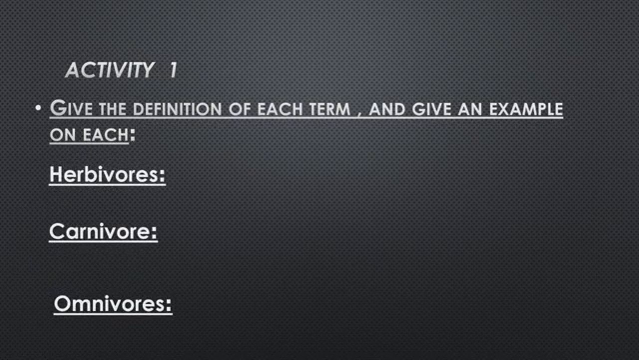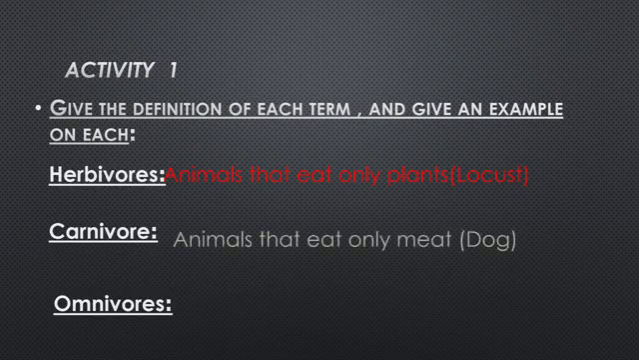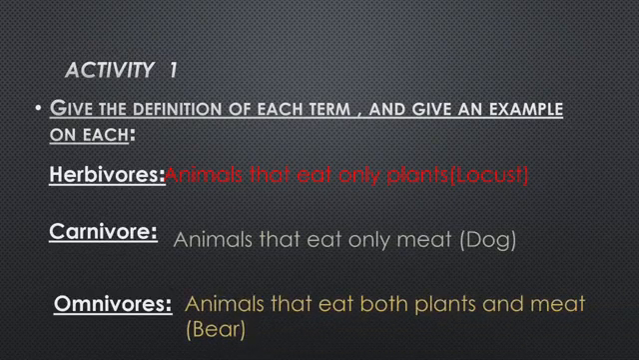The first is herbivores. What is herbivore? Herbivores are animals that eat only plants, like the locust. Carnivore, animals that eat only meat, like the dog. Omnivores are animals that eat both plant and meat, like the bear.